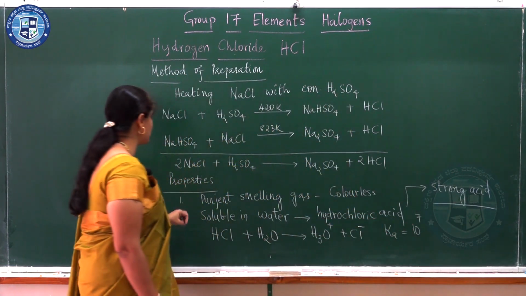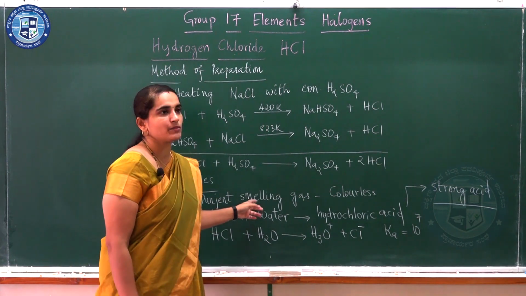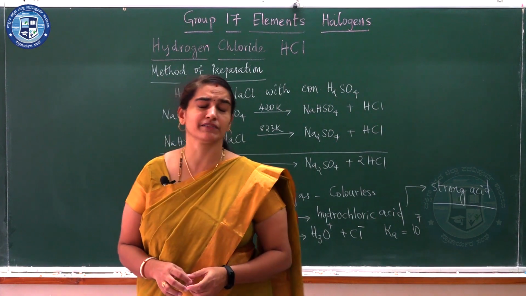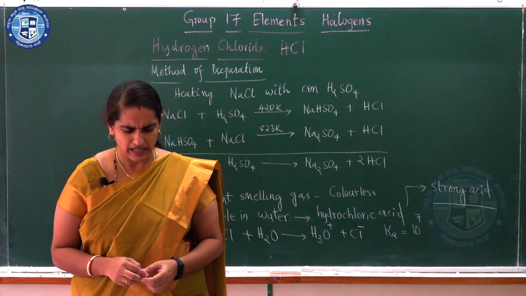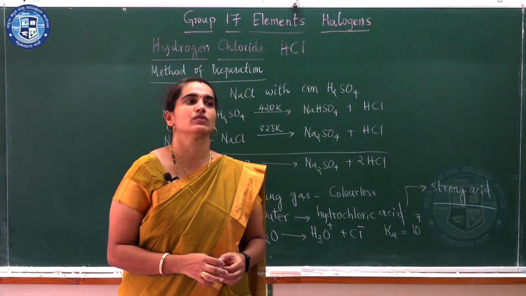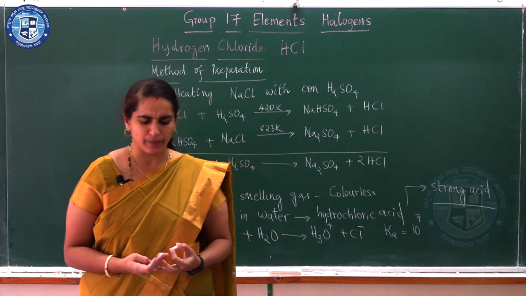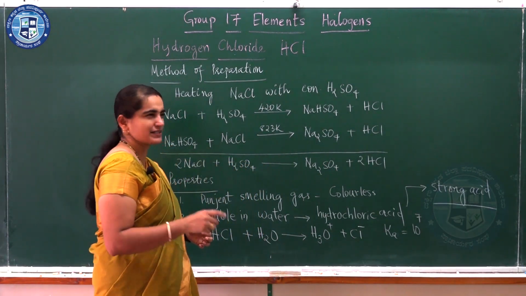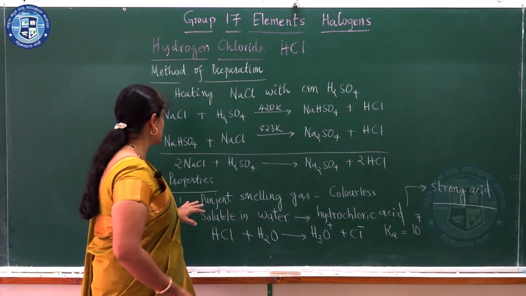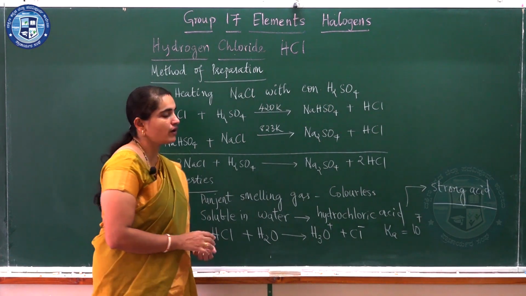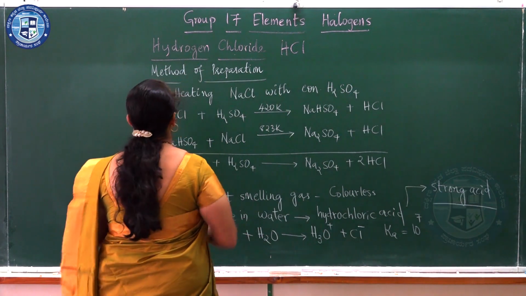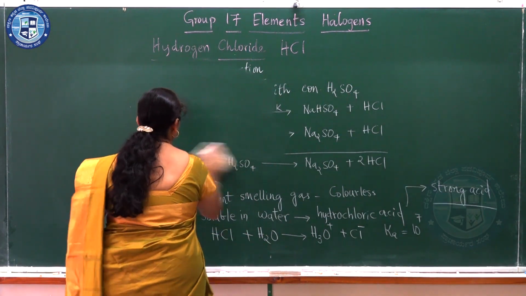This is regarding some of the properties, and melting and boiling points have been given to you. It can be easily liquefied to a colorless liquid which boils at around 189 Kelvin, and it crystallizes to a white solid with a freezing point of 159 Kelvin. These are the two important points. Now for the reactions, three reactions have been given. We shall see them one by one.